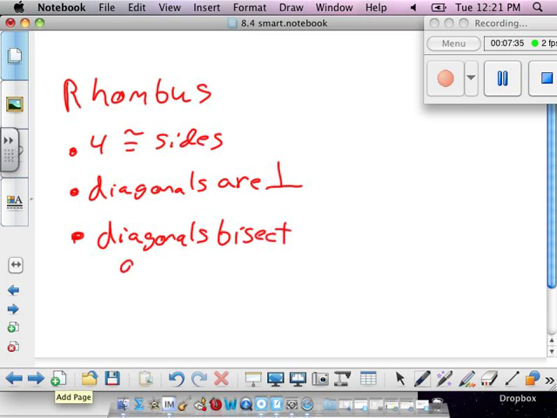Bisect a pair of opposite angles. OPP stands for opposite.